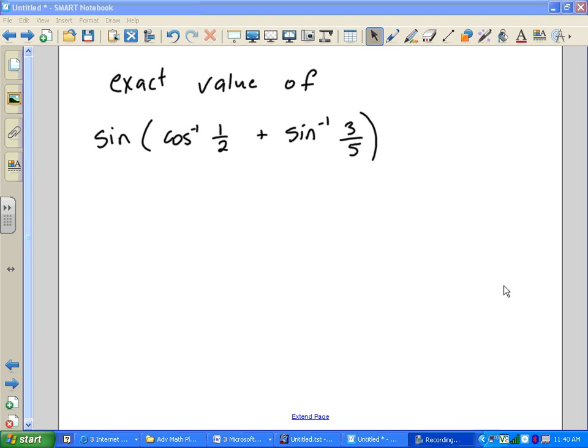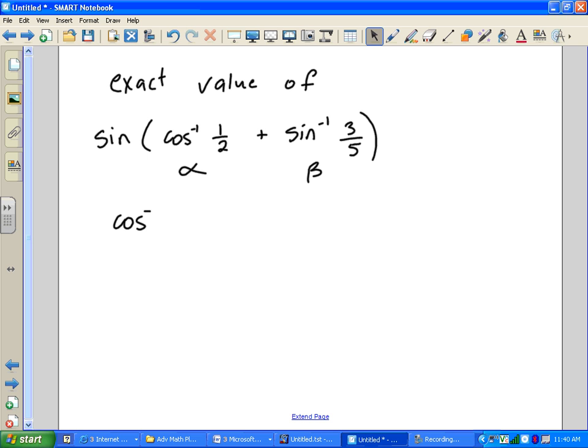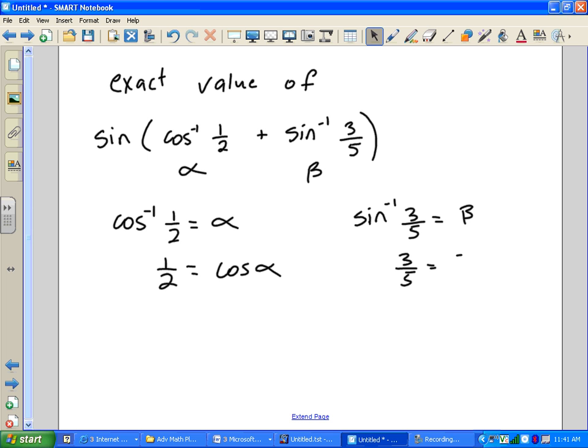We're going to let the inverse cosine of a half be alpha, and then the inverse sine of 3/5 be beta here. Okay, so if I've got inverse cosine of a half equals alpha, I can take the cosine on both sides, and so that means the cosine of alpha is 1/2. And now on the other one, same idea here. I can let the inverse sine of 3/5 be the beta angle. Therefore, 3/5 would be the sine of beta.